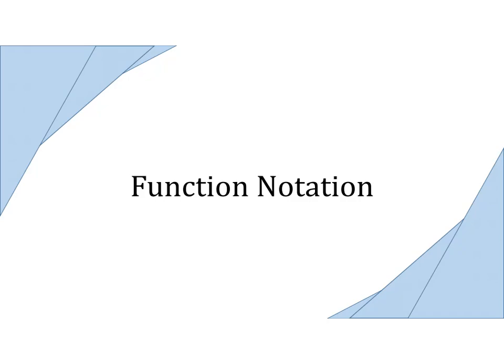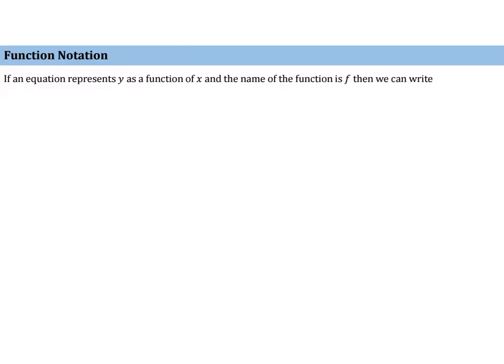Now we will look at something called function notation. This is the notation that we will often use from here on out whenever we deal with functions. So if we have an equation that represents y as a function of x, and the name of that function is f, we can write y equals f of x. So here, x is the input, f is applied to that input, and the output is y.